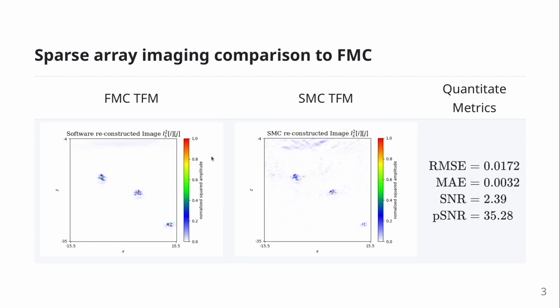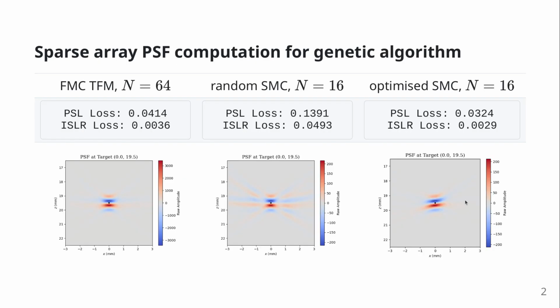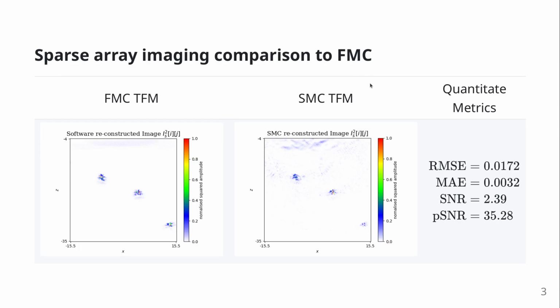So now you can see the exact image quality from the optimized SMC. So basically whatever subarray we got from the genetic algorithm, which we used to create this PSF, you can see the actual image using that sparse array. So you'll see that there's a lot of this noise around the three main points, and that causes the CNR mainly to degrade really badly. But the other two quantitative metrics, SNR and PSNR, they are pretty high. The MAE and RMSE is also sort of high, also sort of good. So in this case it will be lower, right?